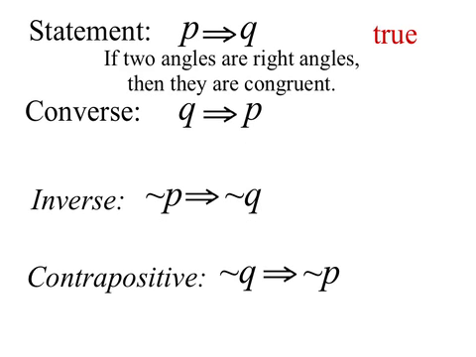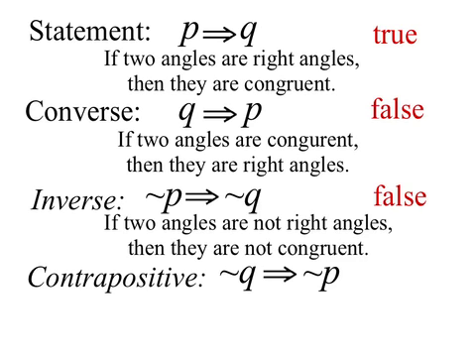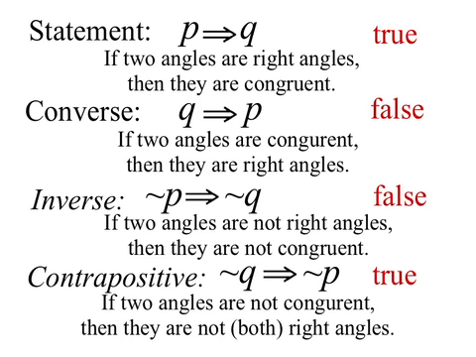Well, now let's look at our first theorem. If two angles are right angles, then they are congruent. That's true. Now let's look at the converse of our first theorem. If two angles are congruent, then they are right angles. That's false. And now, the inverse of our statement, if two angles are not right angles, then they are not congruent. Also false. And if two angles are not congruent, then they are not both right angles. And that's true.